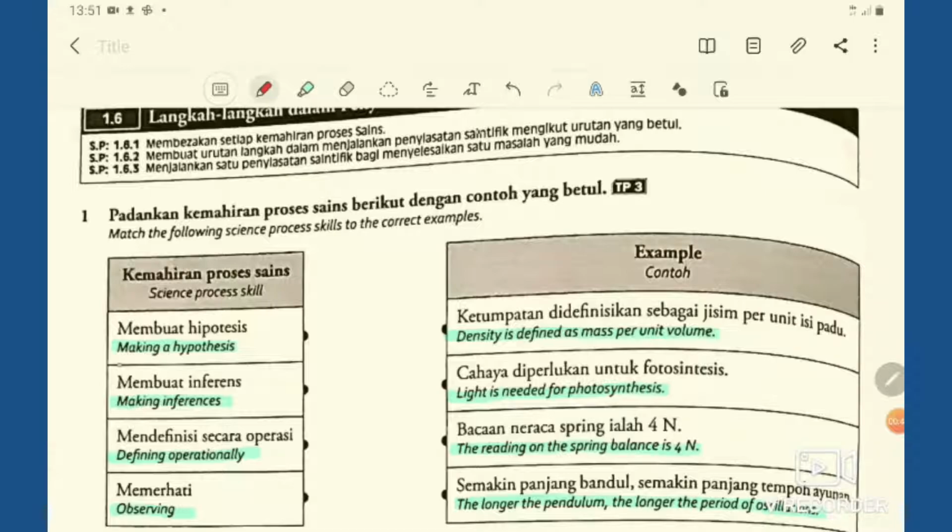So the longer the pendulum, the longer the period of oscillations, complete oscillation. So this is making a hypothesis. Then the reading of the spring balance is 4 Newton. So you need to use your eyes. Observing, you need to use your eyes. Okay, light is needed for photosynthesis. So this is inference. Density is defining operationally.